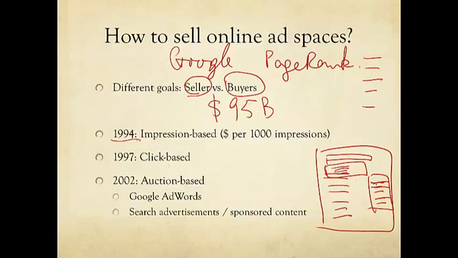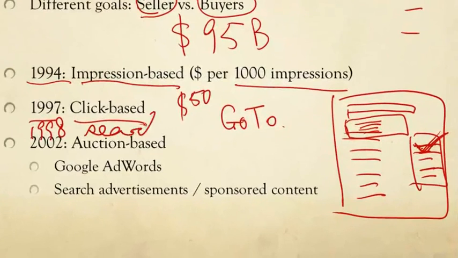advertisements on the web were sold on an impression-based mechanism. So as long as I show you an advertisement, then you've got to pay me. For example, $50 per 1,000 impressions. And then a company called GoTo, which later became Overture in 97, introduced a different mechanism called click-based. So if I just show you and no one actually clicks on it, then I won't charge you. But if I show this to people and then some of them actually click on it, then for every click I will charge you. Then along came Google in 1998 with the Google search engine.